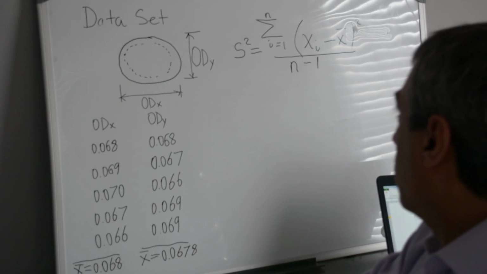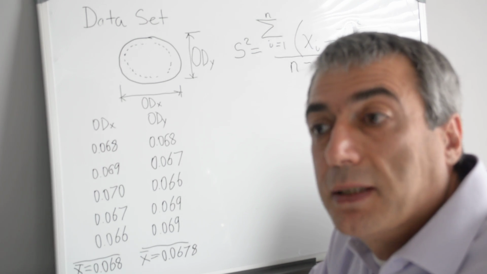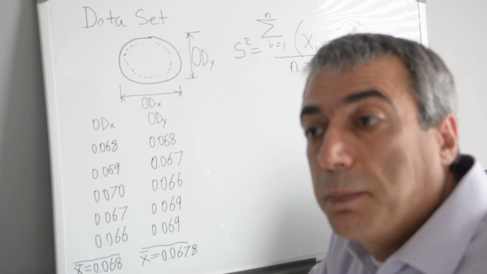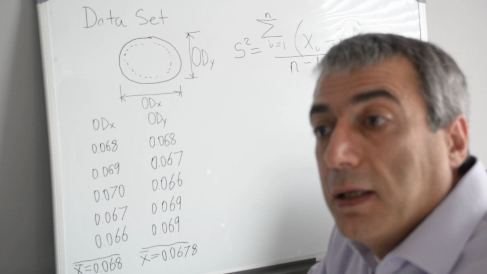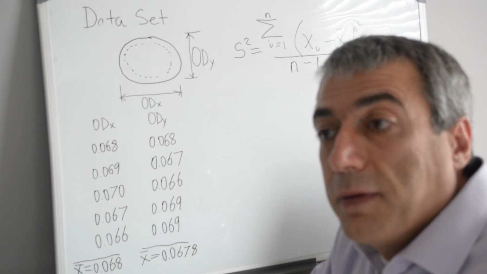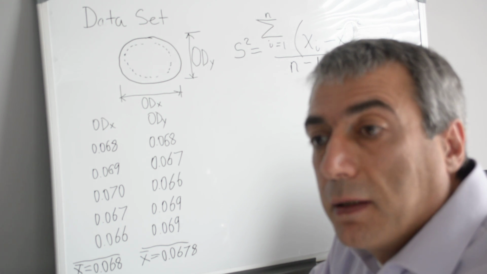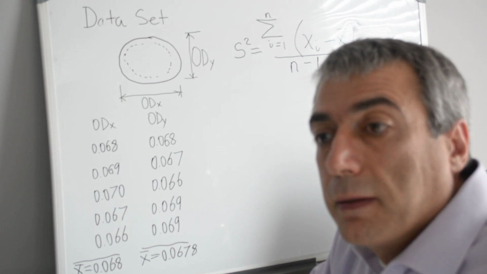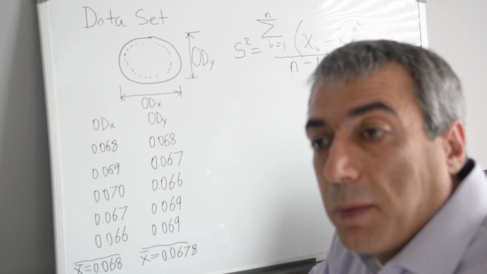Basically, it is a squared deviation of each individual data point in the data set from the average of the data set, divided by the number of the units in that data set minus 1.